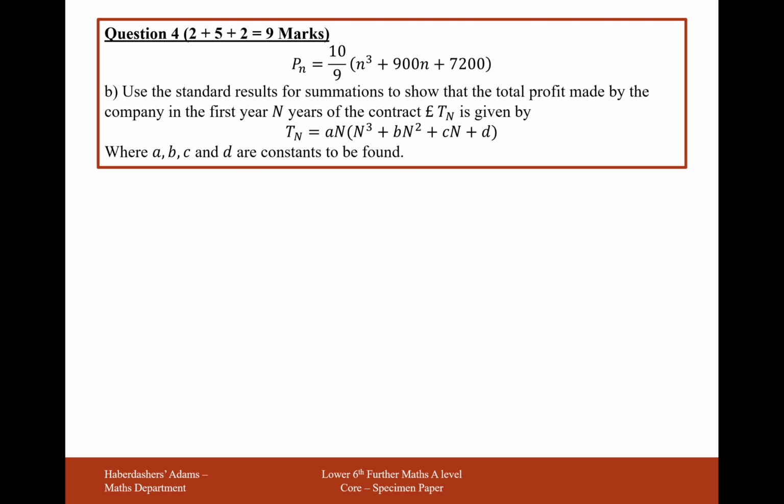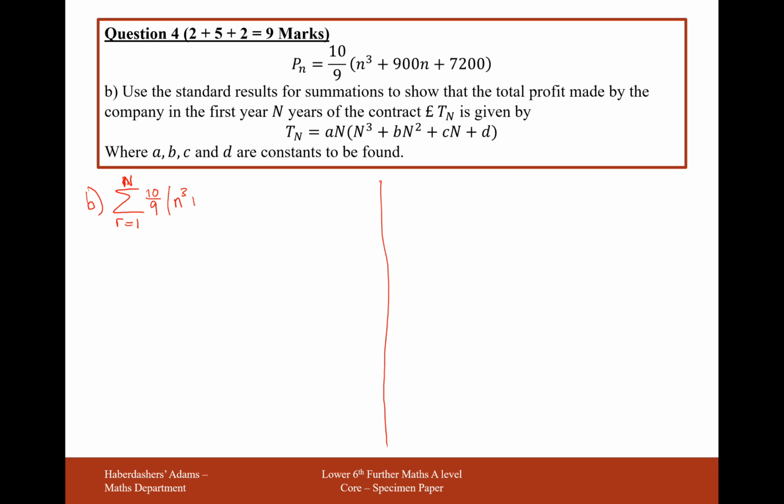So we've muddled through a lot of that wordy stuff. So the profit is here. Use standard results of summation. So it's a series question, to find the total profit made in the first n years of the contract. So for part B, let's split up our page here because it's going to be a long one. It's the summation from 1 up to capital N of 10 over 9. So it's summing all the profits up after capital N years.